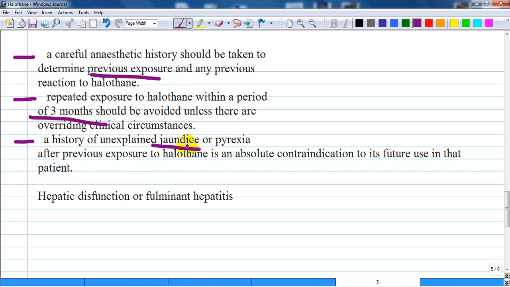If you have a patient with a history of jaundice, you should suspect liver function test abnormalities, and pyrexia raises suspicion of malignant hyperthermia. Unexplained jaundice or pyrexia after previous exposure to Halothane is an absolute contraindication to its future use in that patient.